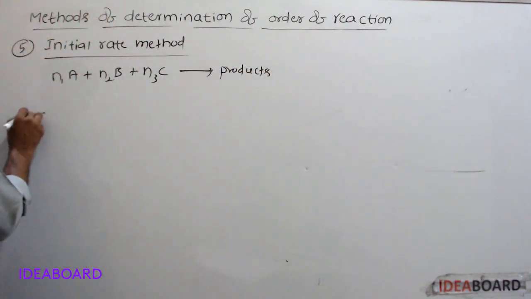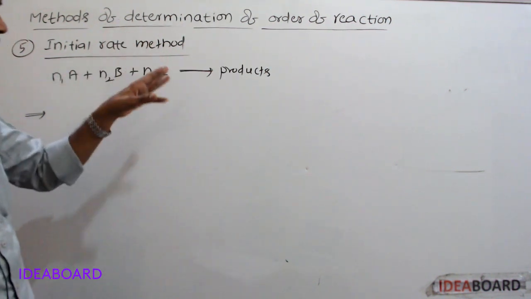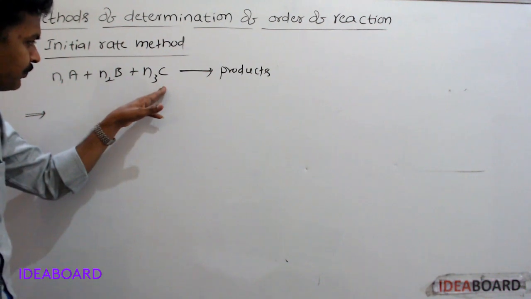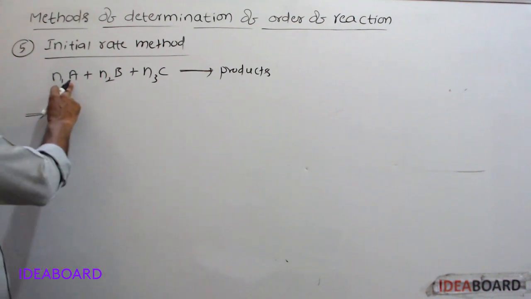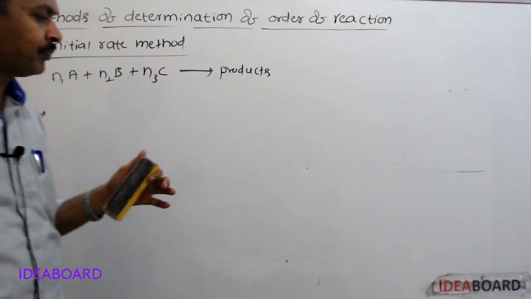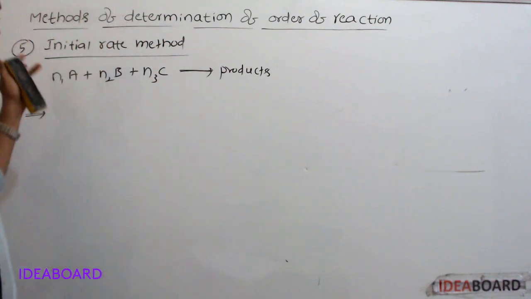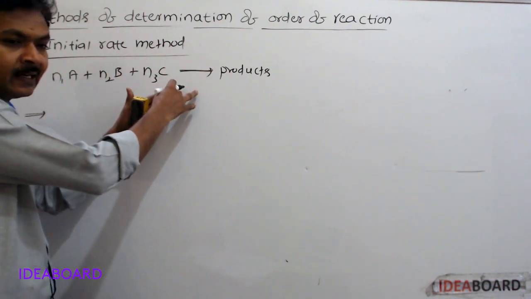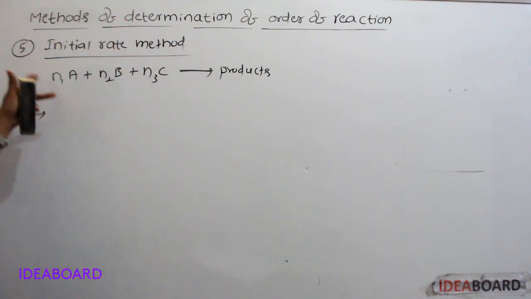In this method, first, by keeping B concentration and C concentration constant, if A concentration is doubled, and the rate of reaction also doubles, it means the order with respect to A is 1.